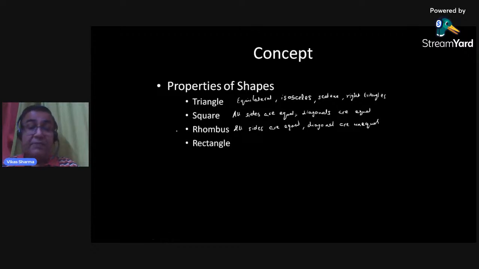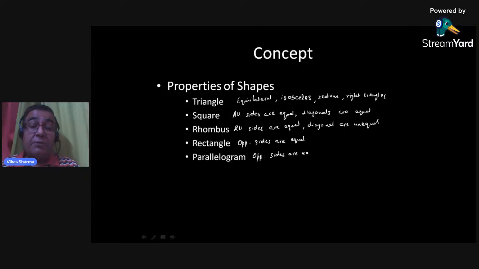The next shape that we have is a rectangle. You know that all sides are not equal in a rectangle, but opposite sides are equal. So do remember that if the opposite pairs of sides are equal to each other, then surely it must be a rectangle. But then it could be a parallelogram also, right? Because even in a parallelogram the opposite sides are equal.